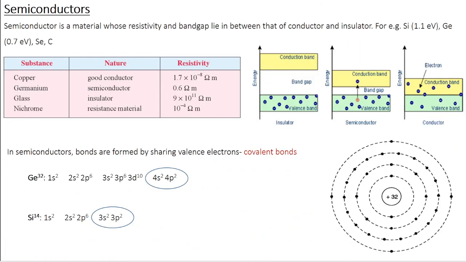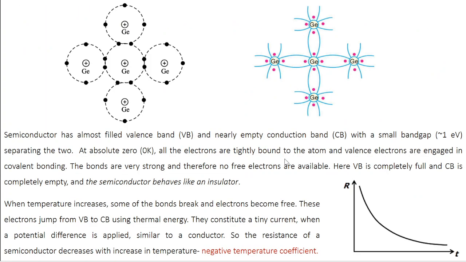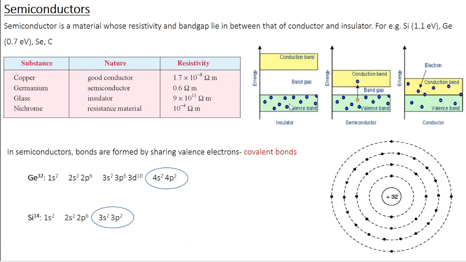So usually when you look at a band structure like this, all the electrons which take part in covalent bonding usually reside in the valence band, and all the free electrons, meaning they can freely move around the lattice, usually reside in the conduction band. So at 0 Kelvin, all the electrons are engaged in covalent bonding, which means all the electrons are in the valence band. There are no electrons in the conduction band.